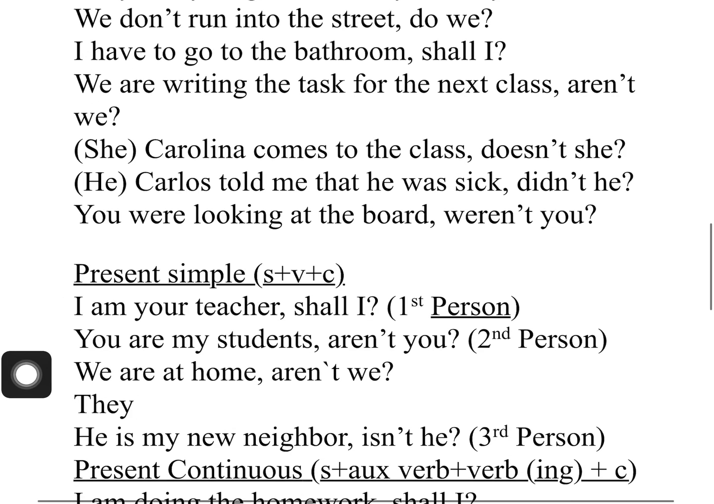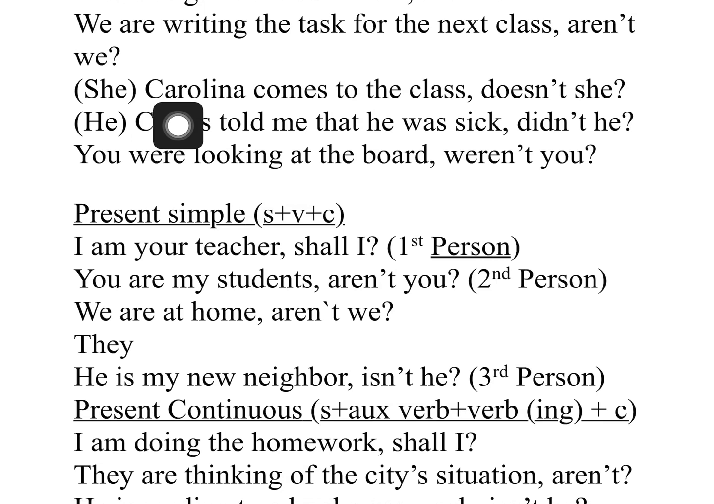We say that, for example, as I told you, Carolina, or if I want to say she. Carolina comes to the class. That is a statement. Carolina comes to the class, doesn't she? Why "doesn't"? Because it is an action verb. "Comes" is an action verb. And "doesn't": negative here, positive here. The same case. Here is Carolina. It's the same case if we say she. She comes to the class, doesn't she? The same case happens with Carlos.